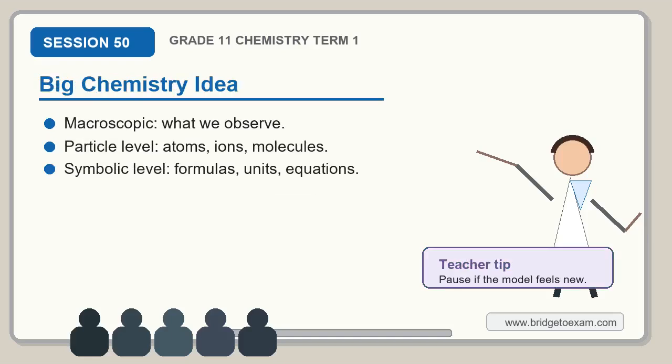First, keep the 3 chemistry levels together. Final review is not rereading everything equally. It is targeted retrieval. Start with an error log. List missed ideas, classify each error, and choose a repair action. When you feel stuck, ask, what did I observe? What are the particles doing? And what symbol or calculation represents it?